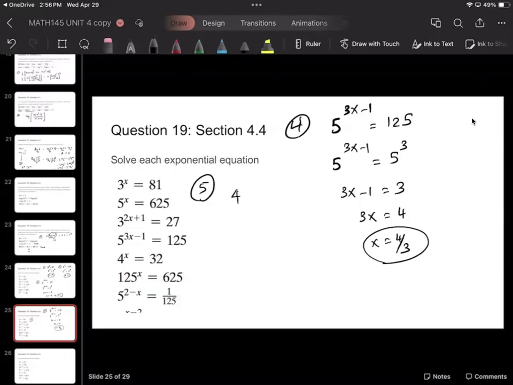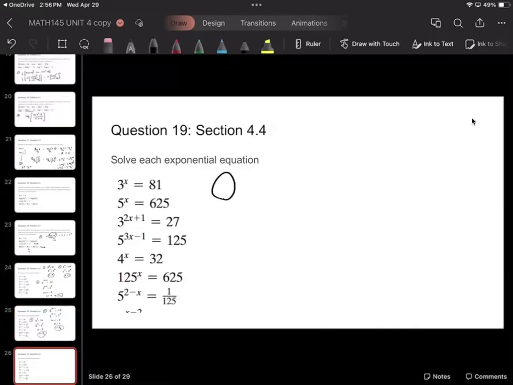5. 4 to the power of x is 32. Okay, I cannot rewrite these with the same base directly, but I can rewrite them both as base 2, right? So I can write 4 as 2 squared. So this becomes 2 to the power of 2x is 2 to the power of 5. So 2x is 5, x is 5 halves.